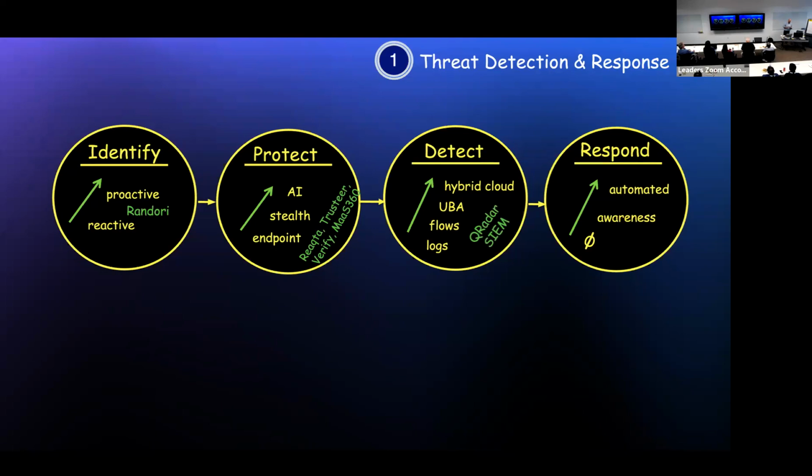On the detect side, there's plenty of SIM products out there, QRadar being one of them. There's Splunk, there's Elastic Stack, and that's a way for you to collect all of your logs and to do network flows, user behavioral analytics, and to be able to do that across different cloud providers.